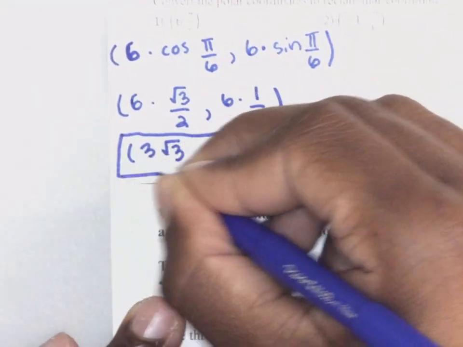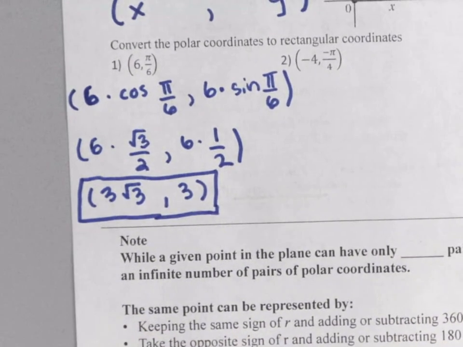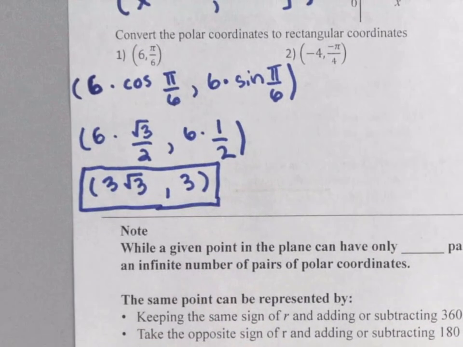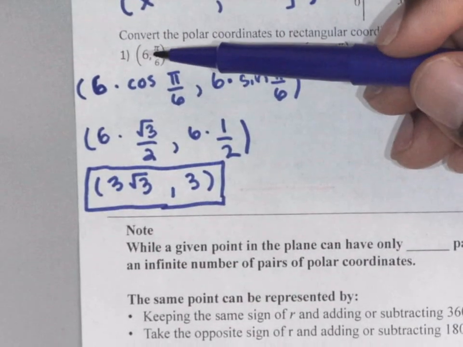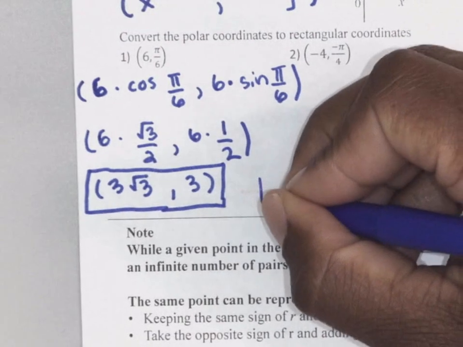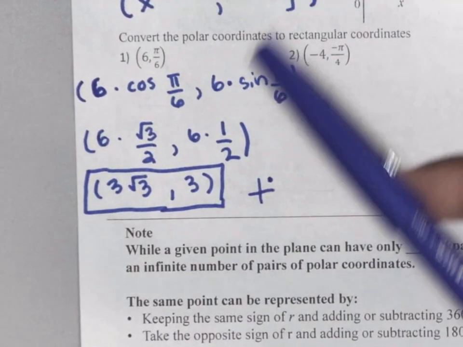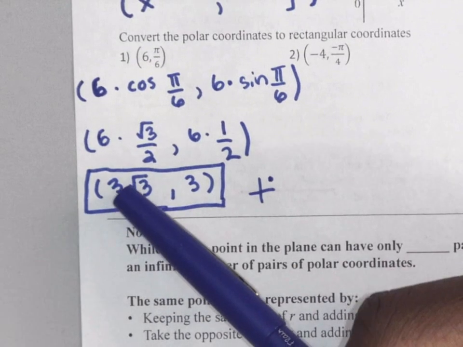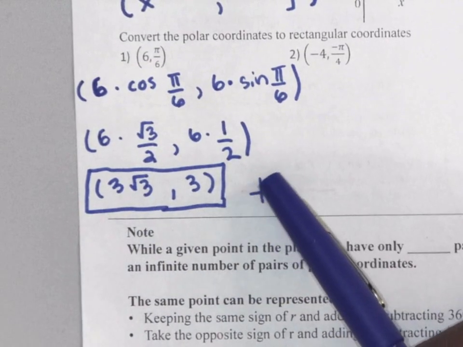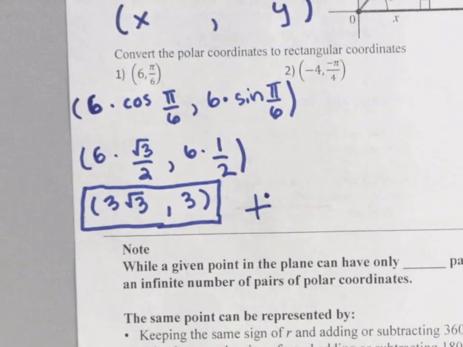So converting it to rectangular coordinates gets me here. This is my x, this is my y. So if I think about graphing this one, I would go up 30 degrees, out 6, somewhere there. If I followed these coordinates, I would go right 3 times root 3, then I would go up 3, which takes me to the same exact spot.